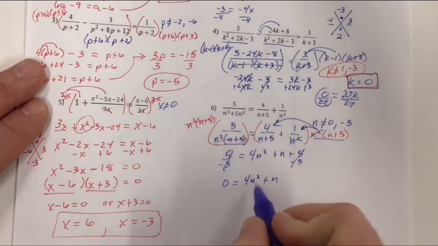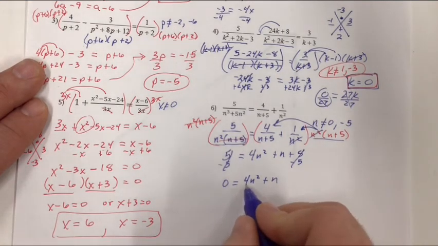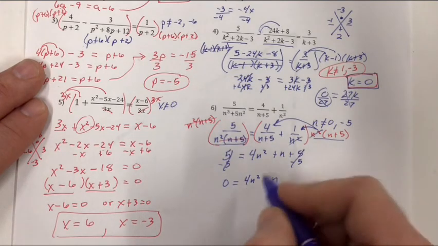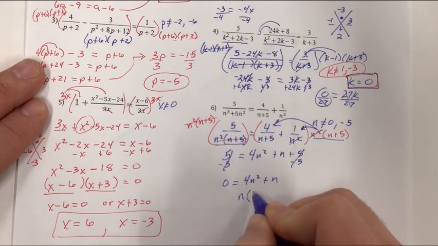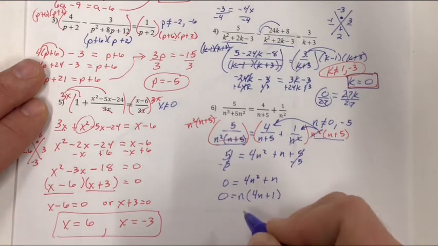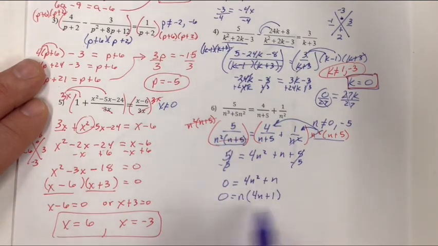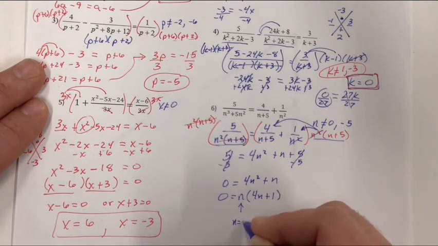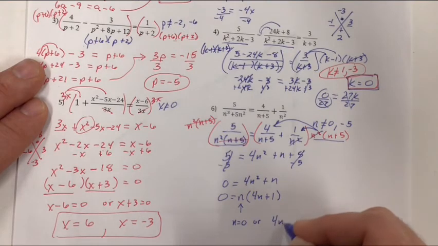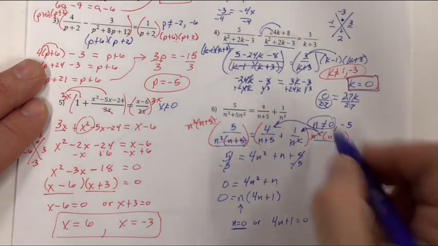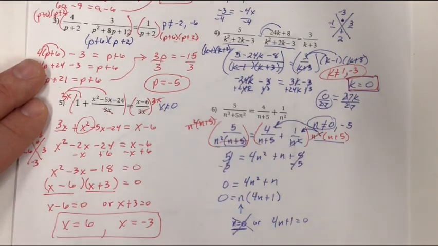Now, this is still a quadratic. But notice, there's a common factor out of these two. It's only a two-term quadratic. There's only a common factor of n. So I'm just going to factor out the factor of n, leaving n times 4n plus 1 equals 0. Now, according to my factoring rules and solving this by the roots, that means either n equals 0 or 4n plus 1 equals 0. But I already know n cannot equal 0. It's an excluded value, so I don't even consider that answer. So my only answer comes from this one.